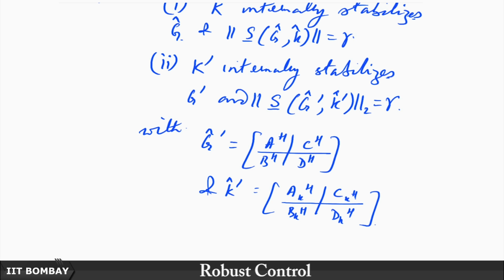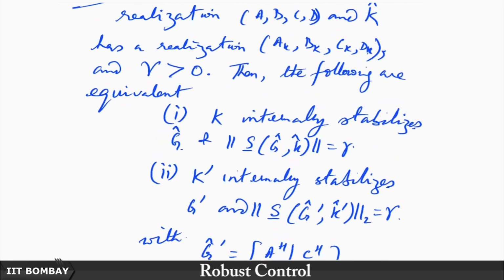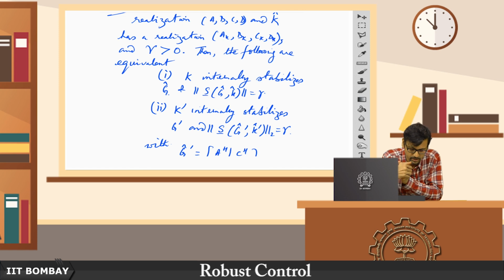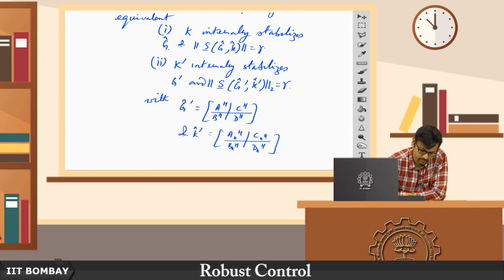So, these are equivalent, you see. In other words, whether you take the norm of the original G K or the norm of the transpose, they are going to be one and the same. So it is basically like a duality kind of a thing. These are just transposes.